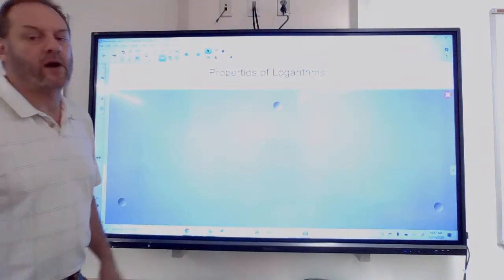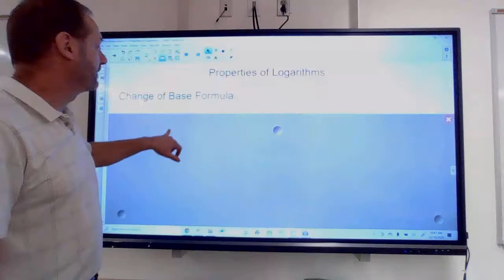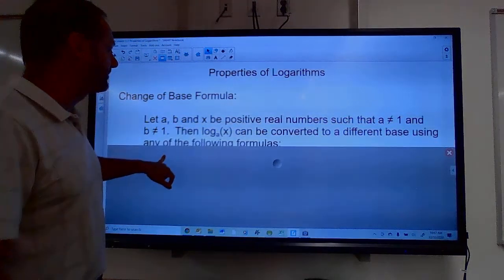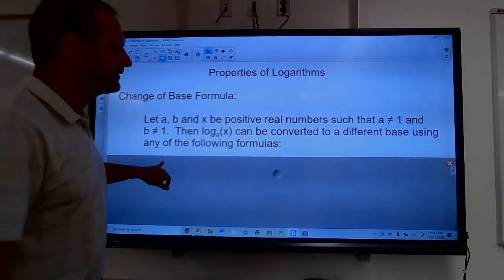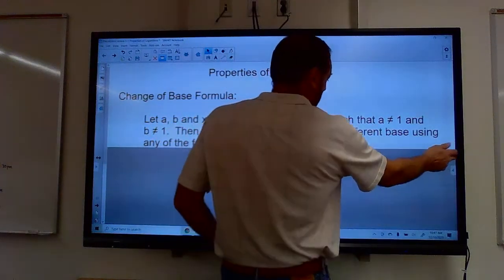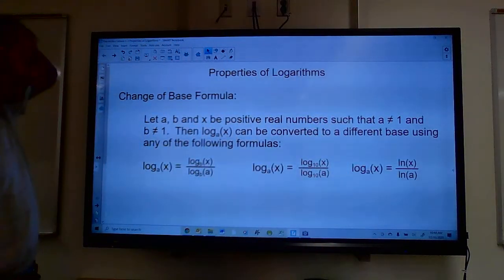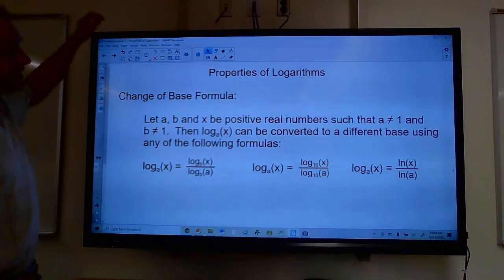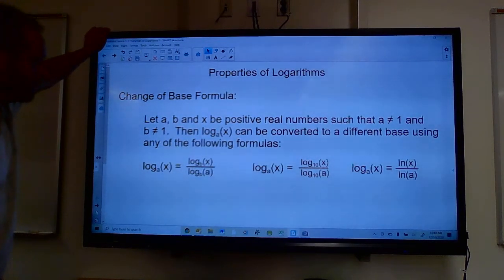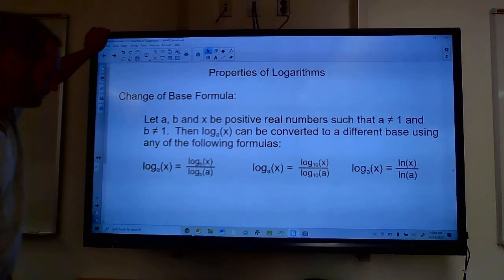Today we're going to talk about properties of logarithms. So we want to learn something called the change of base formula. This is a very handy thing. It says let a, b, and x be positive real numbers such that a is not equal to 1 and b is not equal to 1. Then the log base a of x can be converted to a different base using any of the following formulas.